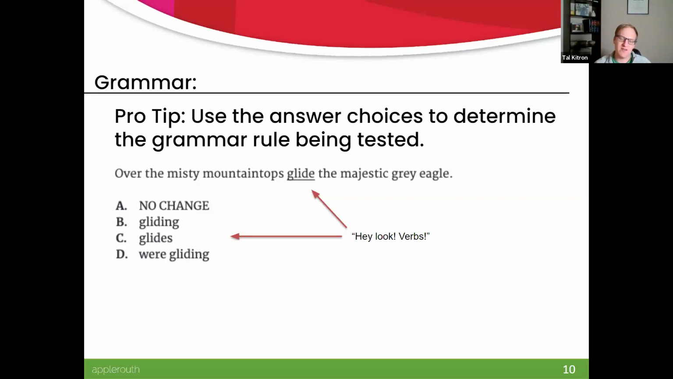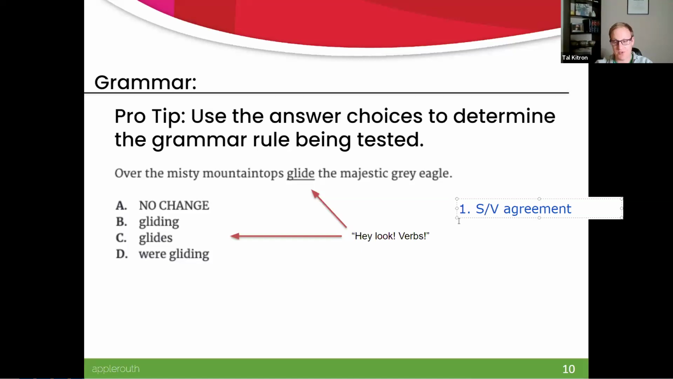But then wait a second. Glide and glides, those are both present tense. So then we think, what is the difference between them? Well, the answer is it's singular plural. Glide is plural and glides is singular. When this happens, it's telling us a ton. So if you see glide versus glides in the answers, it's telling you this is very likely a subject-verb agreement question. I only know this from doing this for many years, but you can train yourself to be an expert and think like the test writers.